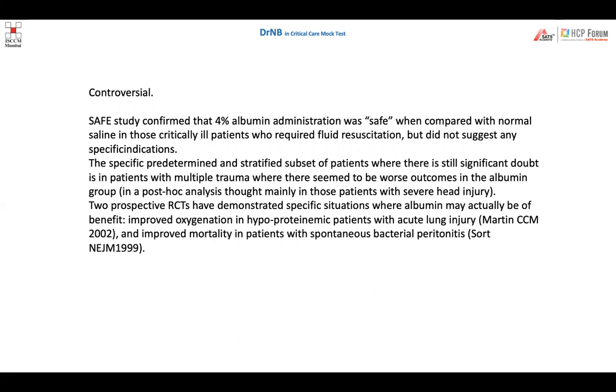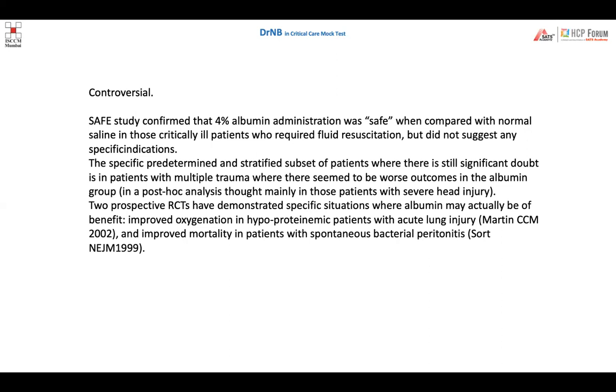So in cases of brain injury, severe head injury, and cases of multiple trauma, albumin should be better avoided. Two prospective RCTs have demonstrated specific situations where it is of benefit, like in patients who are hypoproteinemic with acute lung injury, and in patients with spontaneous bacterial peritonitis. So there are very limited uses of albumin as per the current scenario.